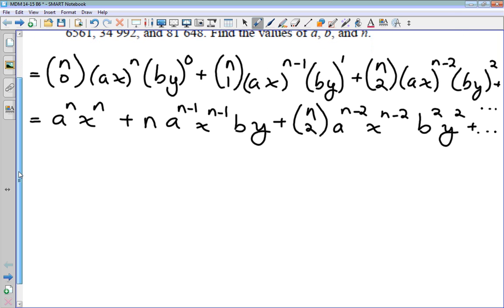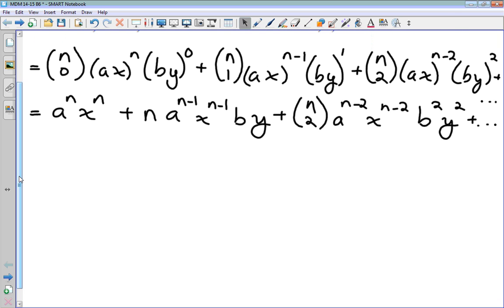So if we're interested in the coefficients of these things, well, in our first term, the x^n is going to be the variable, so we just want the a^n as our coefficient. In the second term, the n and the a^(n-1) are part of our coefficient, and so is the b. And in our third term, we need this combination, the a and the b squared as part of our coefficient.